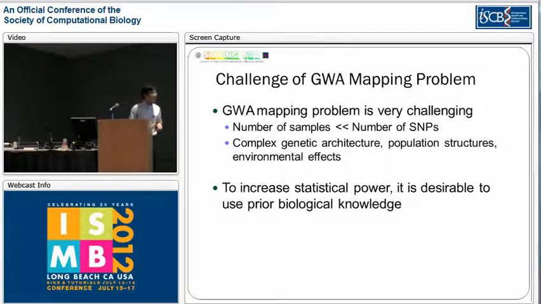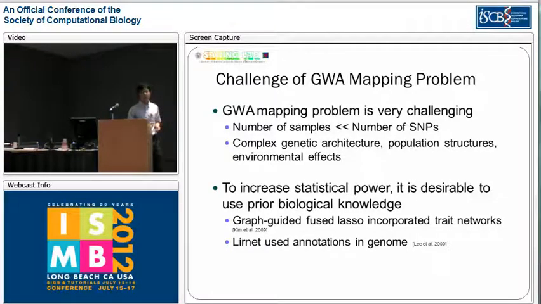So to increase statistical power, it is desirable to use prior biological knowledge. And there have been a lot of work in this line of research. For example, graph-guided fused Lasso incorporated trait networks for GWA inference, and also LearnNet uses annotations in the genome, such as conservation scores and the locations of the transcription factor binding sites for better search of association SNPs.